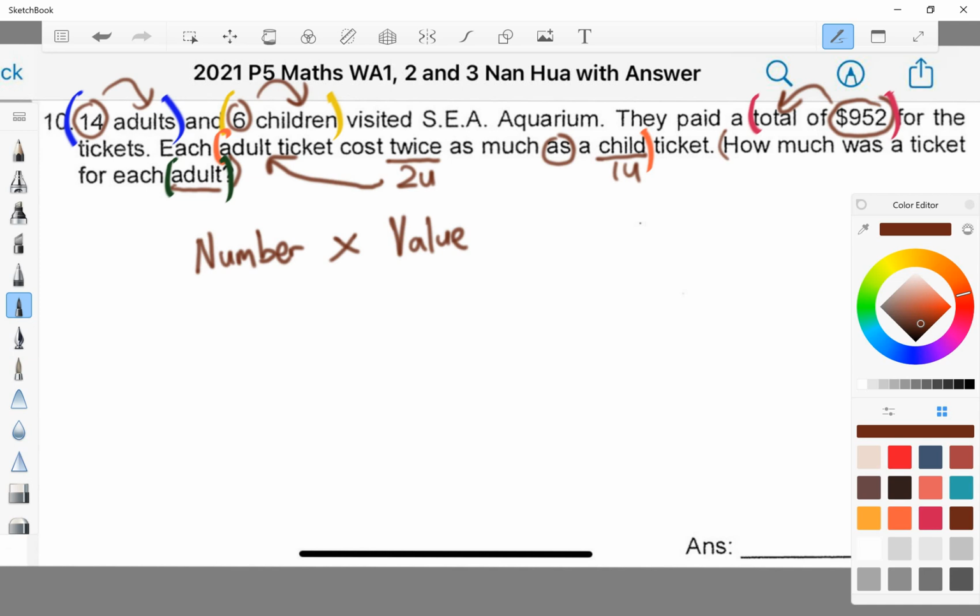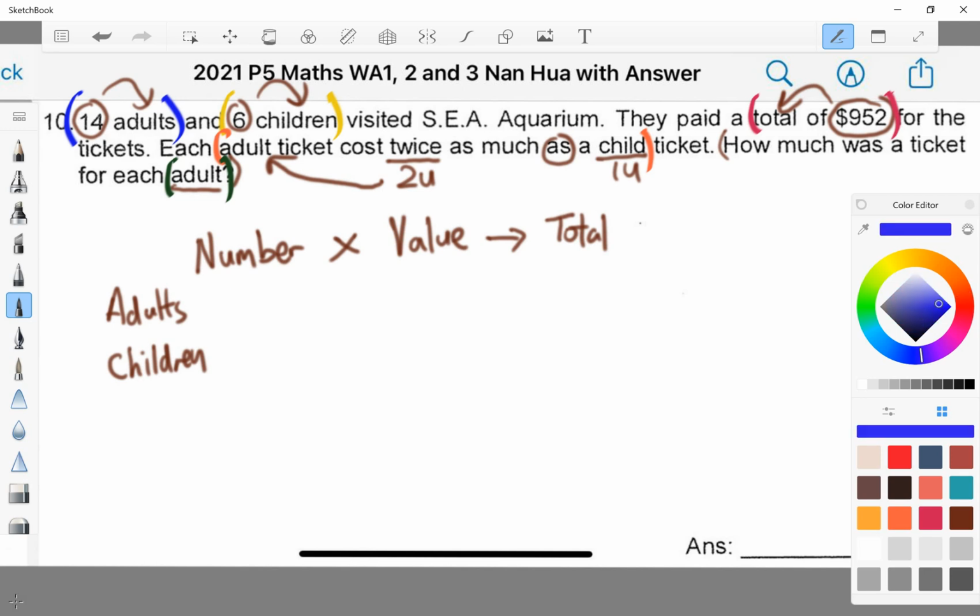So number times value, arrow total. Then I'll put down my 2 kinds of people, the adults and the children. So you will realize that adults and children are on a separate column that is on the left side of the word number. Okay, so do not put it directly below the number because we need to put actual numbers below that column.